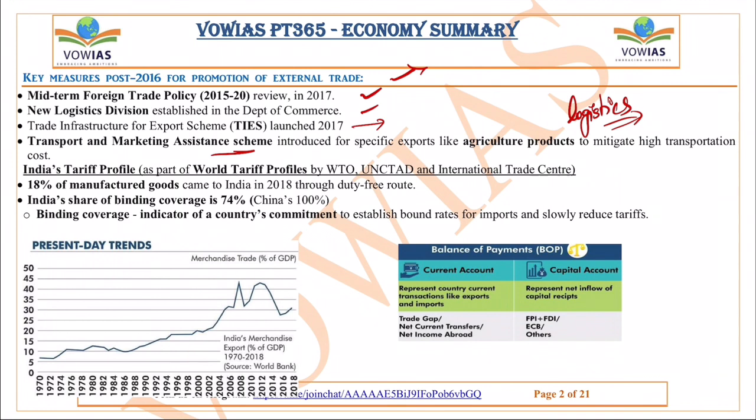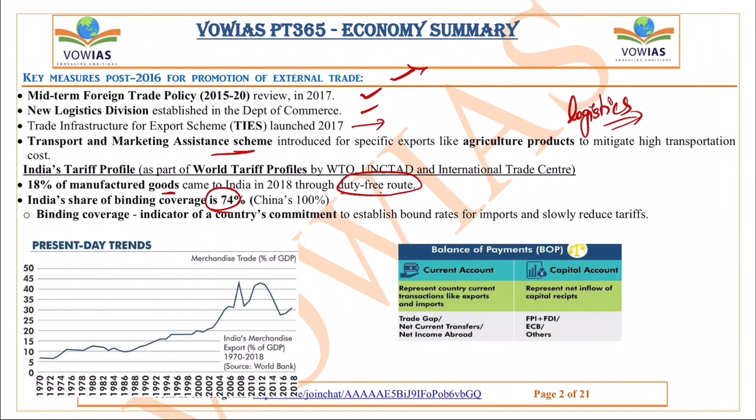Okay? So the next one given is India's tariff profile. If you see, 18% of manufacturing goods came to India in 2018 through the duty-free route. Okay, so 18% came through the duty-free route, and India's share of binding coverage is 74%, whereas for China it is 100%. Now, what is this binding coverage? This binding coverage is basically an indicator of a country's commitment to establish bound rates for imports and slowly reduce tariffs. So what do you mean by bound rates?